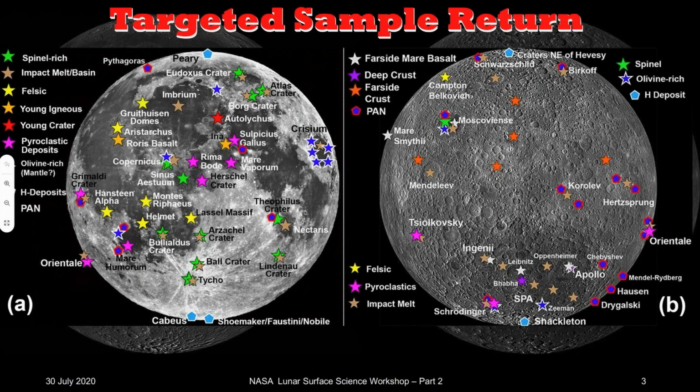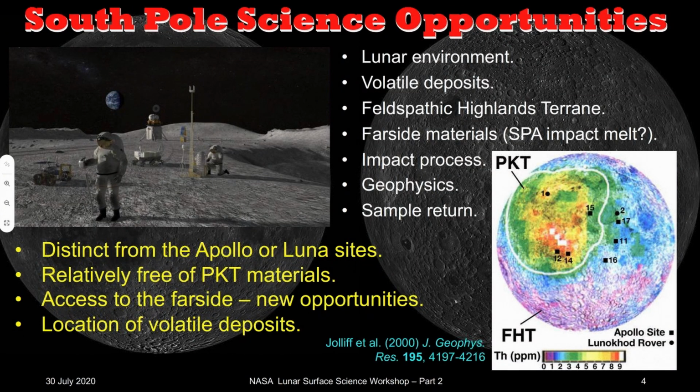These can all be constructed, but what I want to do is to focus in on the southern hemisphere of the moon, because if we are going back to the South Pole, we have a number of science opportunities. This is a slide I showed back in May, and the opportunities you can see listed in the white type there: the lunar environment, volatile deposits, feldspathic highlands terrain, far side materials, due to impacts putting the material at the South Pole, studying the impact process itself, geophysics, sample return. There's a lot of opportunities for lunar science at the South Pole.